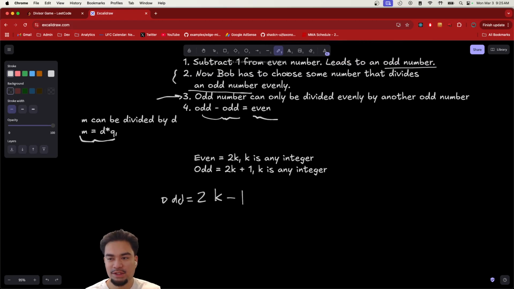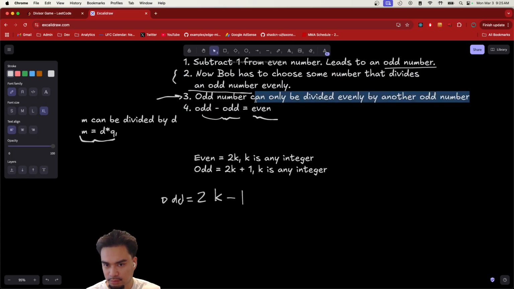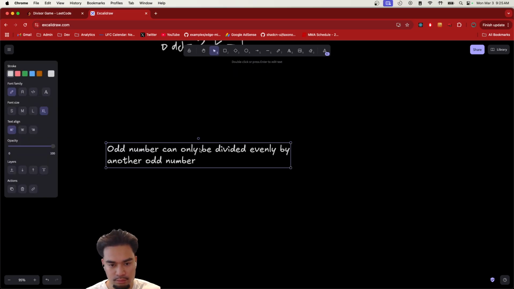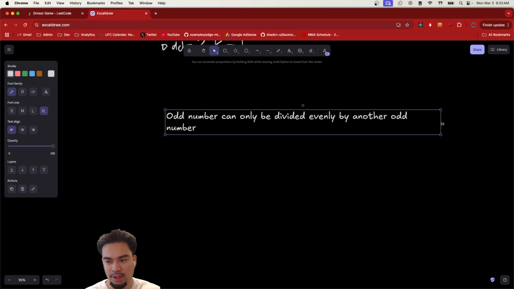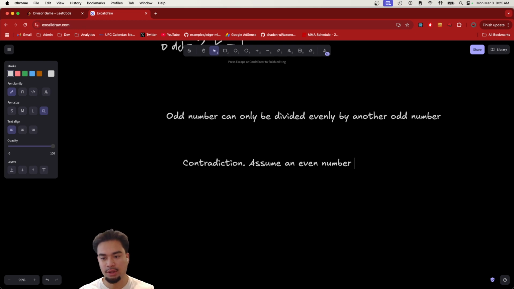Now, let's say Bob has to choose some number that divides. Let's prove this part: an odd number can only be divided evenly by another odd number. Let's prove this by contradiction. Assume an even number can divide an odd number evenly.